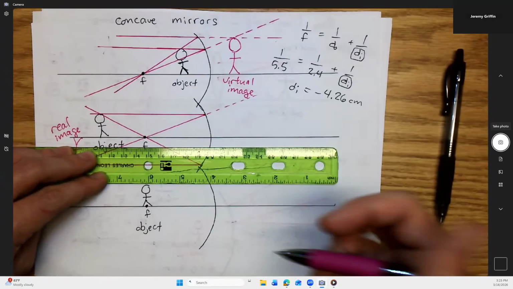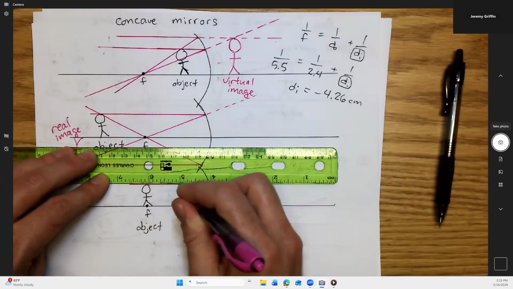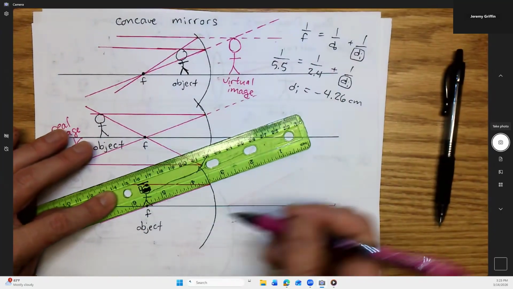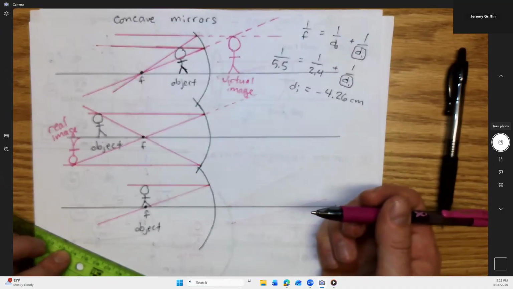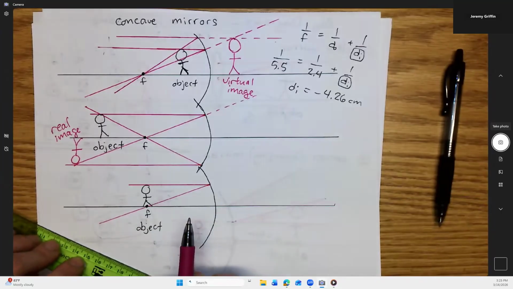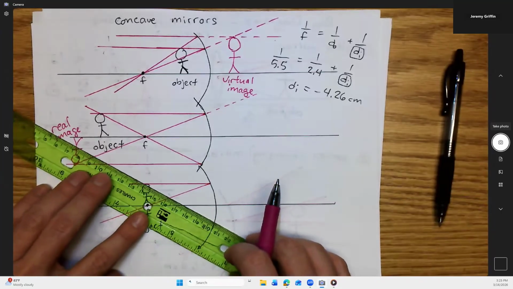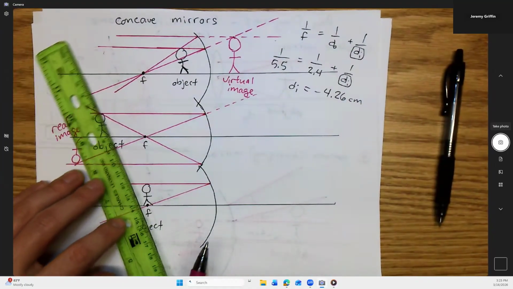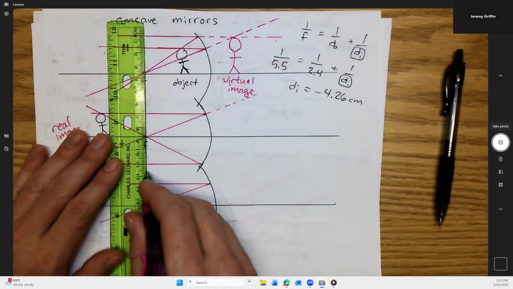Same process we did for the last few. All right, the top of his head: go straight to the focal point, which is also where he's standing. Is that clear like that? Okay, everybody just go to the point. Okay, and then let's go top of his head through the focal point.